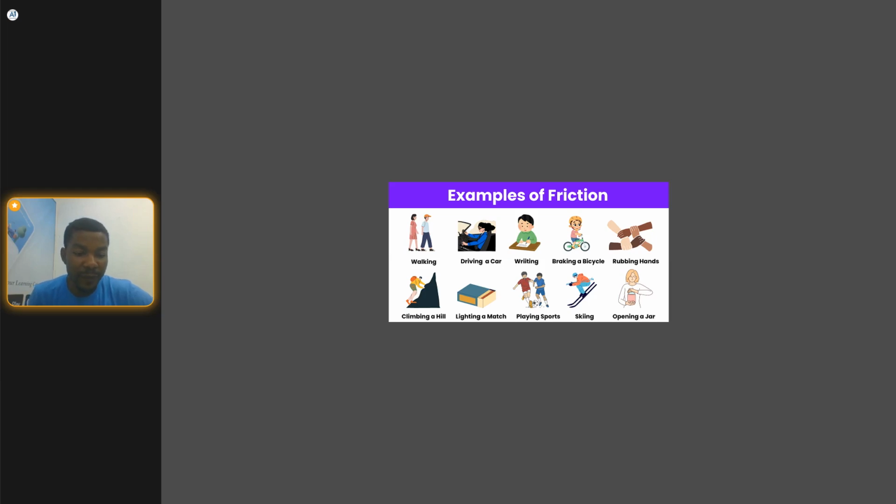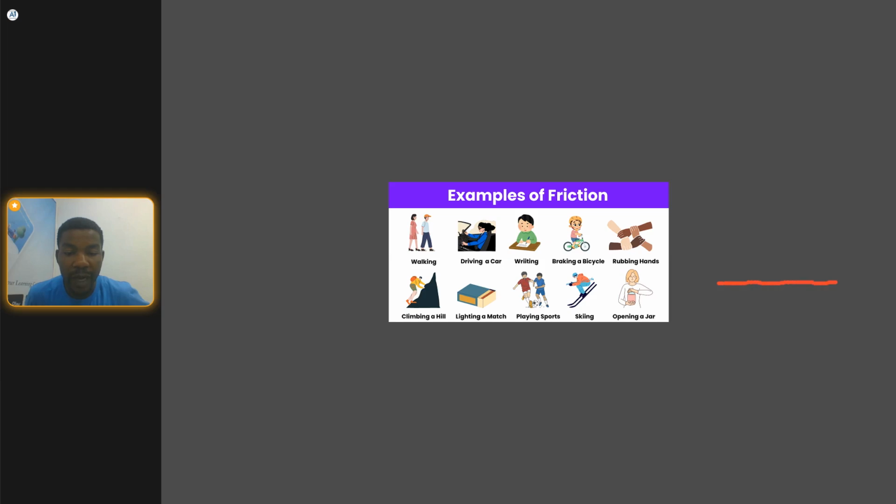So these examples here: walking is possible because of friction. Driving a car, when you apply the brake, the car stops. It is also possible because of friction. When you are writing, also friction. Braking a bicycle, that is applying the brake to your bicycle, also has to do with friction.